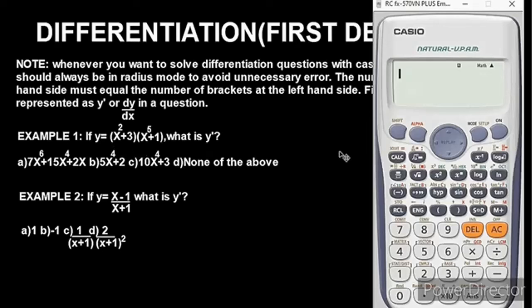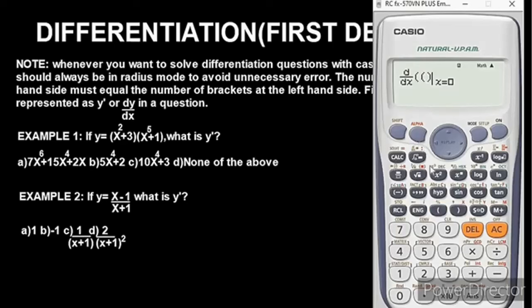The first thing will be to bring out the differentiation symbol. To do it, you press Shift and the integral sign button. Once you do it, d over dx will come out. So you input the values. The expression starts with brackets, so you open a bracket irrespective of the bracket already there. So you open a new bracket, and you put x squared.